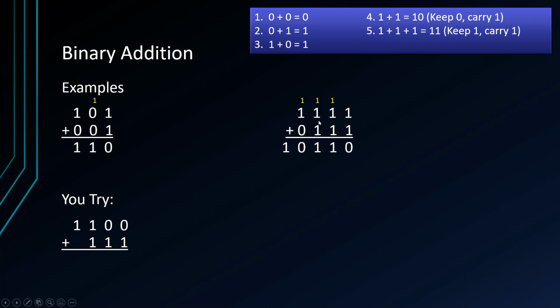And we got the exact same thing again. We keep 1, we carry 1. Now we just have 1 plus 1. Well, that's 1, 0. We keep the 0, and we carry the 1. But since it's all by itself, we can just bring it down. So this is our final answer: 1, 1, 1, 1 plus 0, 1, 1, 1 is the equivalent of 1, 0, 1, 1, 0.